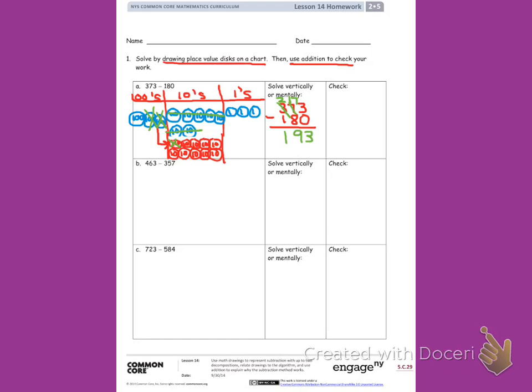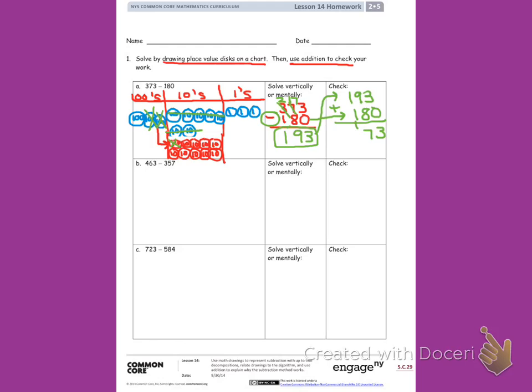Now the directions tell me I need to use addition to check. So I'm going to take the difference that I came up with and put it at the top. Move this number right over. And do the opposite of subtraction, which is addition. 3 plus 0 is 3. 9 tens plus 8 tens is 17 tens, or 170. There's a 7 in the tens place and a 1 in the hundreds place.